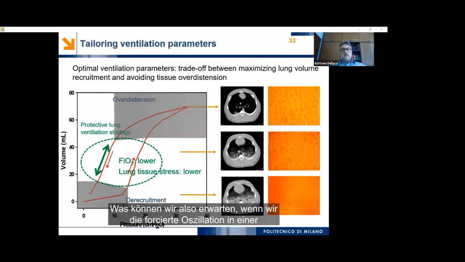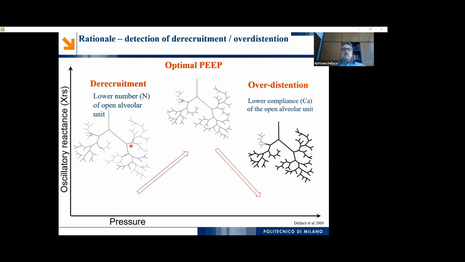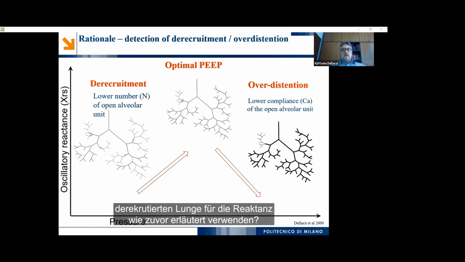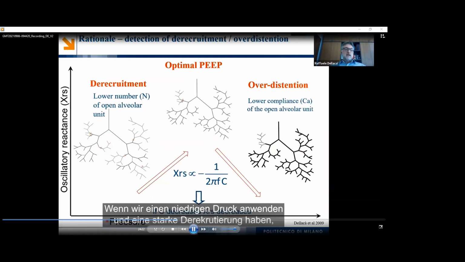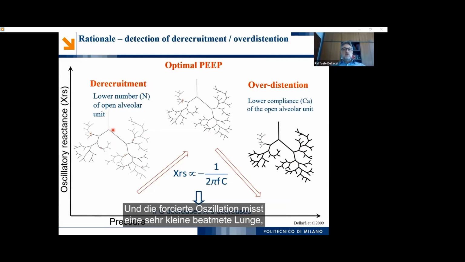de-recruitment. So if we use forced oscillation in a recruited lung, from what we learned about the meaning of reactance, what are we going to expect? If we are applying a low pressure and we have an extensive de-recruitment, we will have a smaller lung, a baby lung. And the forced oscillation will measure a very small ventilated lung, meaning that we are expecting a very negative value of the reactance because of the relationship between reactance and compliance.